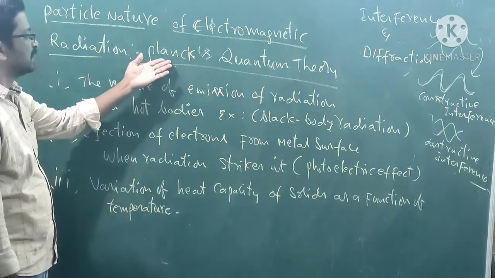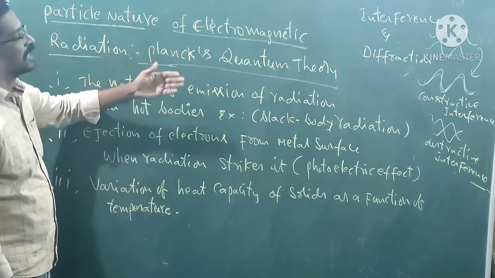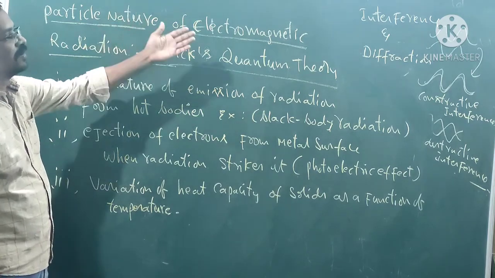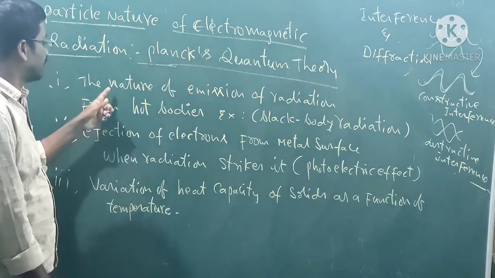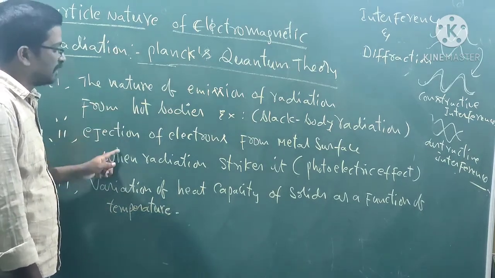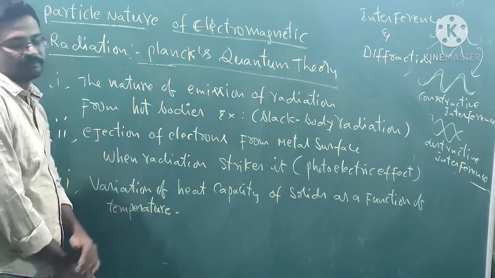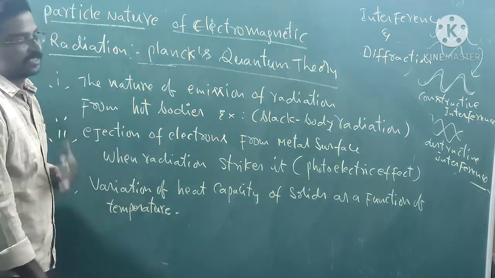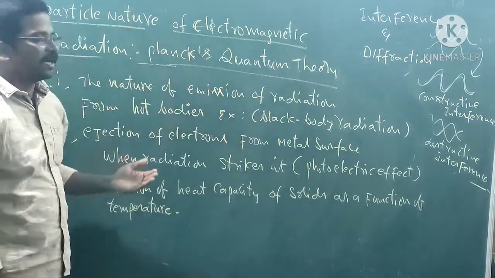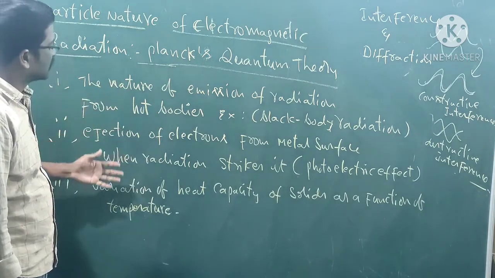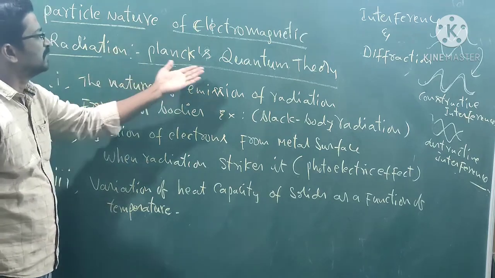He succeeded in explaining these experiments, but the classical way, meaning the wave nature of electromagnetic radiation, does not explain these experimental data. These experiments are explained by the particle nature of electromagnetic radiation introduced by Planck.